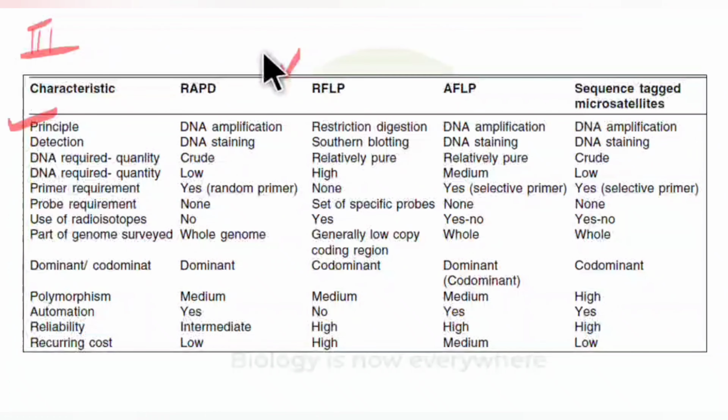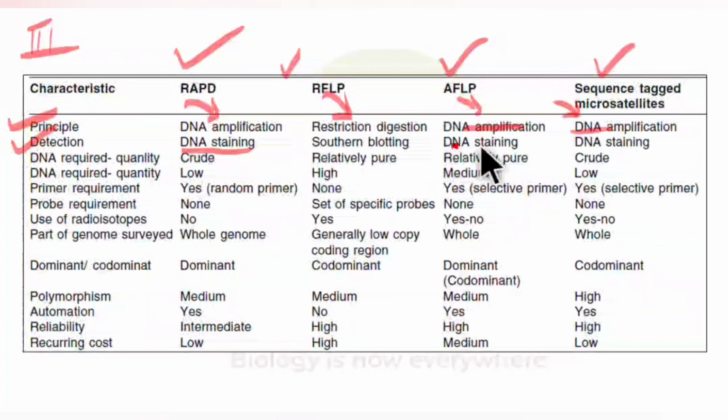RAPD is PCR based, so it is based on DNA amplification, and RFLP is based on restriction digestion. AFLP as well as STS are based on the DNA amplification procedure. The detection method is DNA staining in the case of RAPD, AFLP and sequence tagged microsatellites, but it is Southern blotting in the case of RFLP.